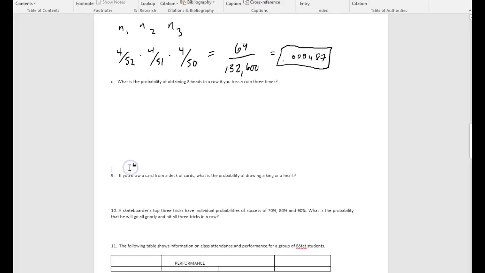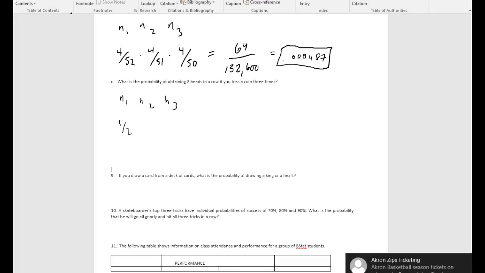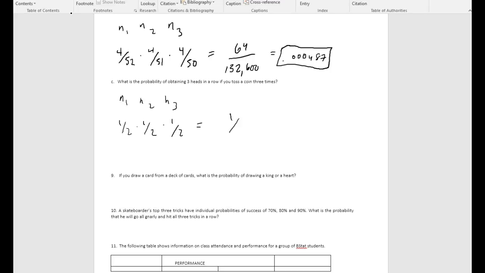What is the probability of obtaining 3 heads in a row if you toss a coin 3 times? So this could be considered multi-step as well. There's 3 coin tosses, and the probability of heads is 1/2. The probability of rolling heads again has nothing to do with the first one because they're independent events. So 1/2 times 1/2 times 1/2. The whole thing is going to be 1/8, or 12.5%.